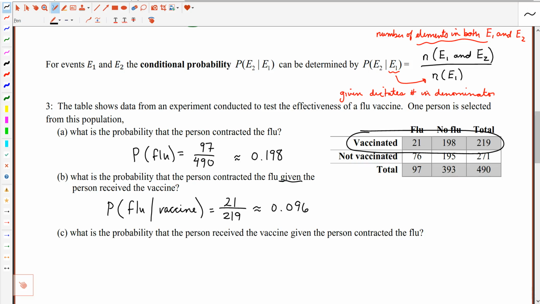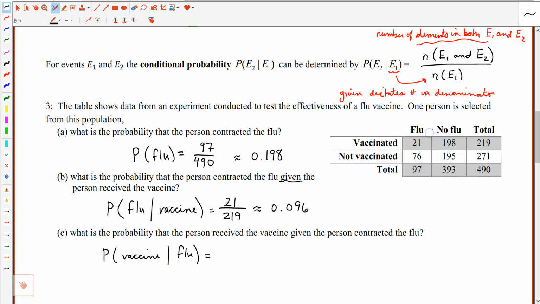Now, in this last example, what's the probability that the person received the vaccine given that the person contracted the flu? This one's a little bit different. I want to find the probability that they received the vaccine given that they have the flu. This would be like I'm a doctor in the doctor's office, the person sitting in front of me has the flu, and I'm wondering the chances that they had also gotten a vaccine as well.